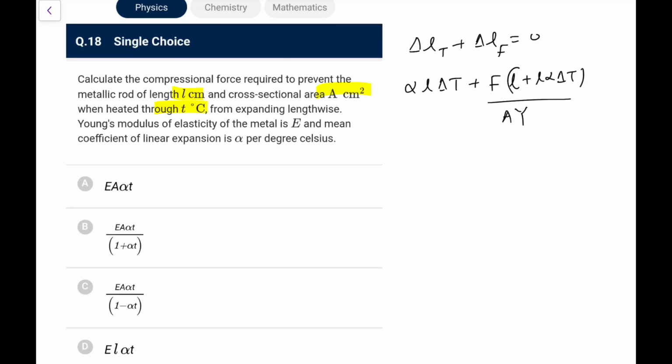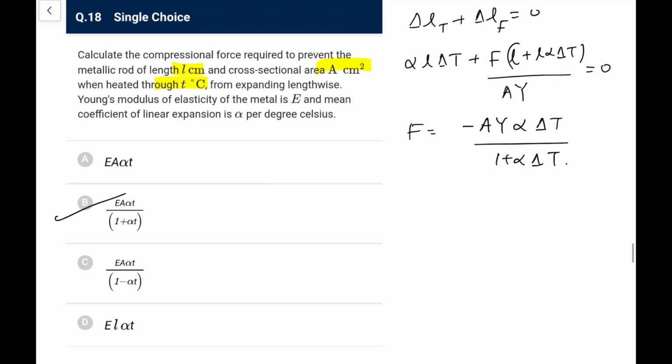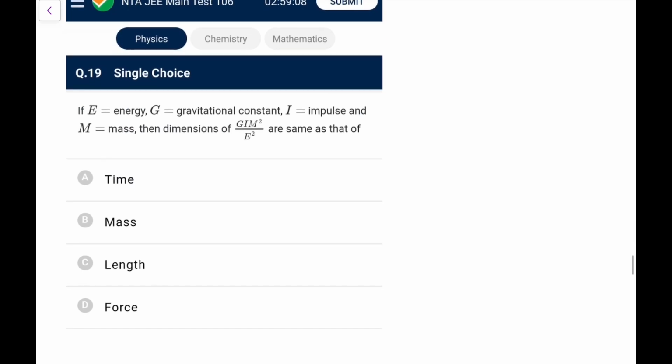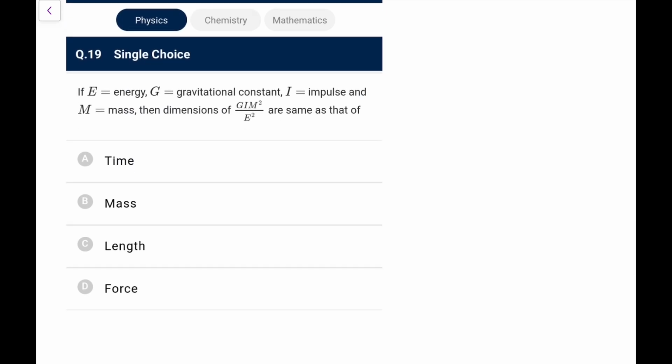So we have to go by this method only here. If you do this, F will come out as minus A alpha delta T divided by 1 plus alpha delta T. So this is how you will go for option B. Typically we go for option A, but since B is given, we have to go for this. I don't think that's a nice way to ask, because usually we don't take this.